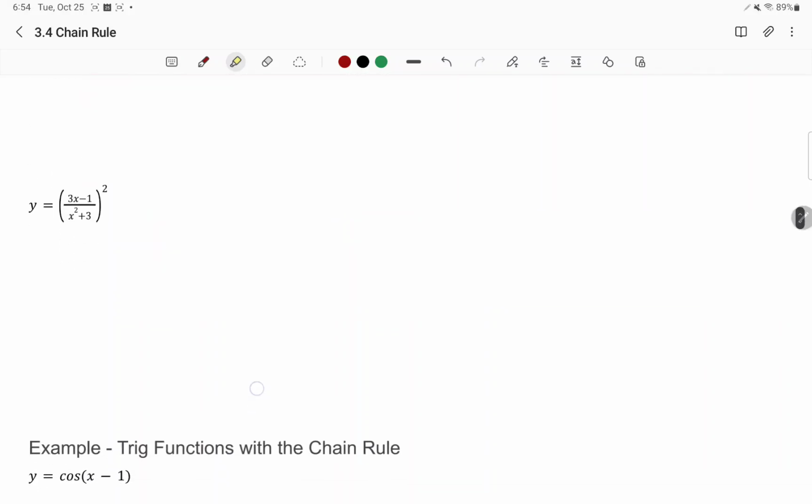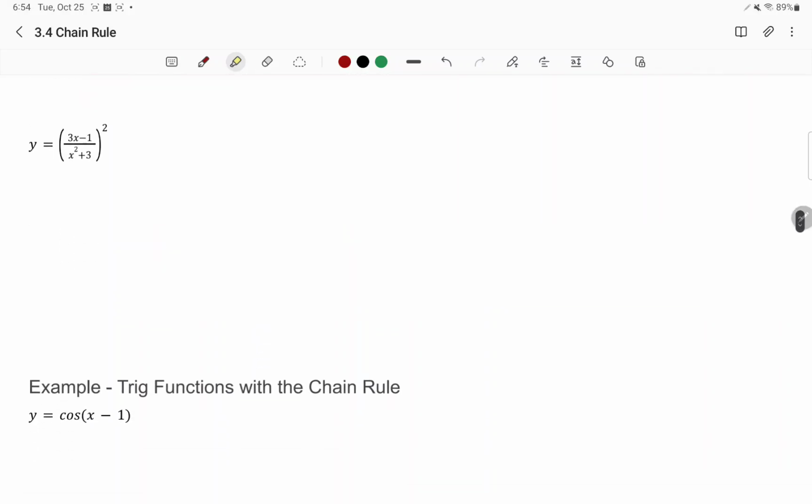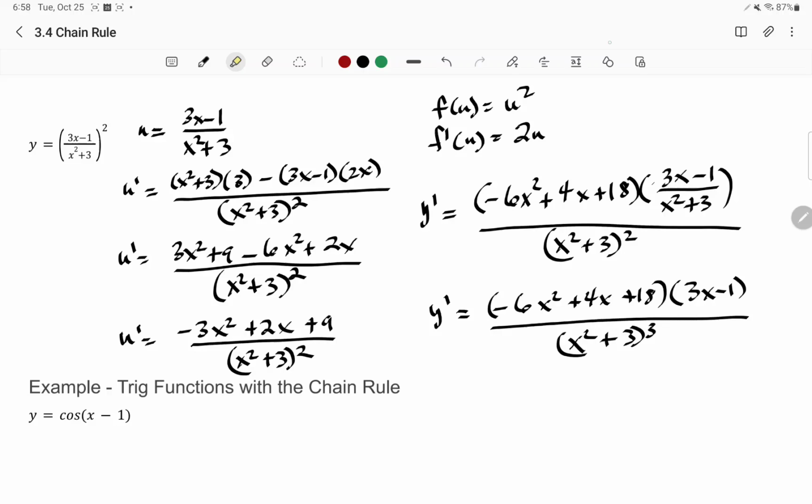Now go ahead and try this one on your own. This is using, it looks like, the quotient rule along with the chain rule. Pause it and see how you do. So looking at this one, it's quite a doozy. There's quite a few steps.